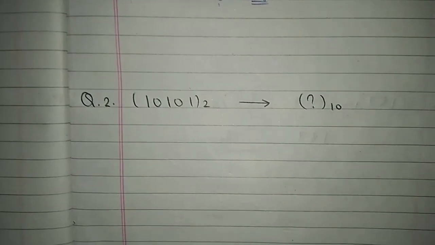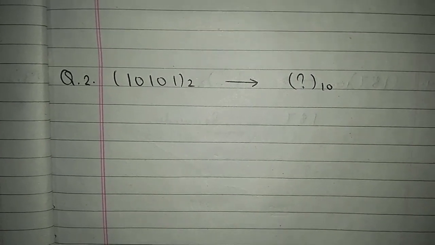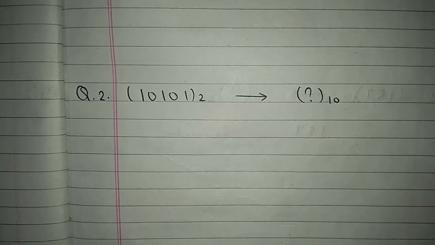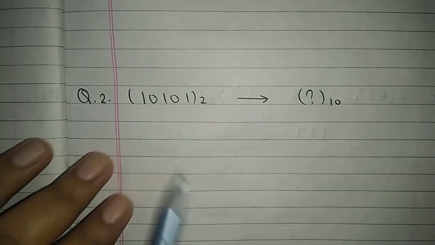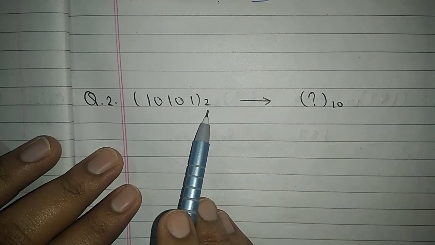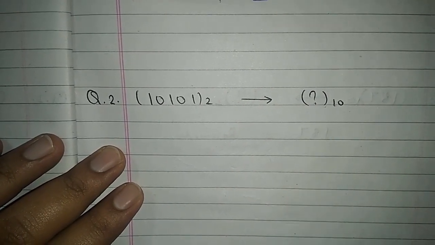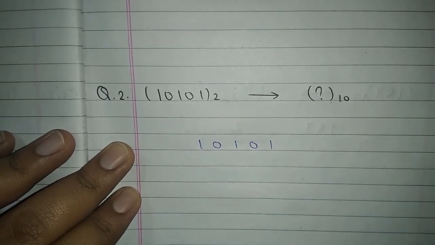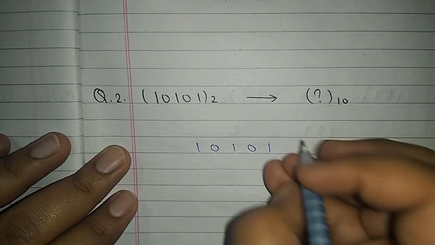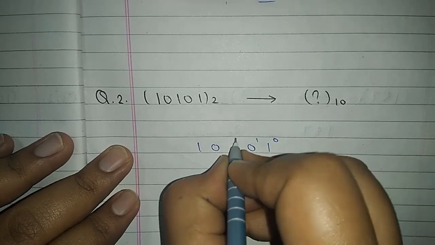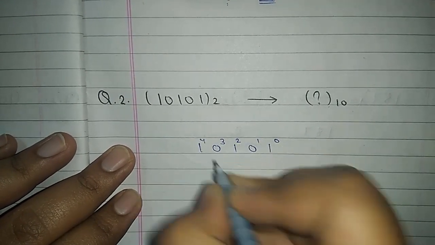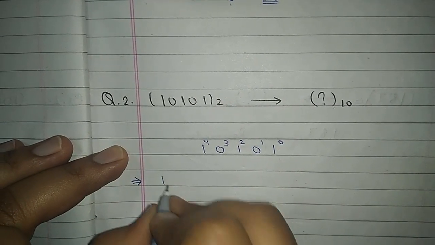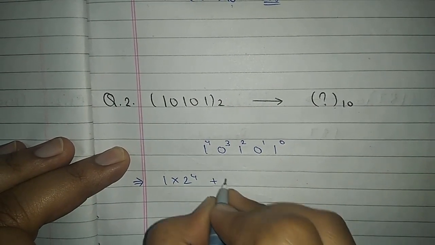Now let's move to our second question. We are solving only 2 questions in this part, whereas in the next part we will solve the remaining 4 questions of this assignment sheet. Our next question is 10101 with a base of 2, and we have to convert this to the decimal base. First you have to note down the number, then you have to write the place values 0, 1, 2, 3, 4. Fine. After doing this much, you have to multiply these bits by 2 and you have to apply the power.